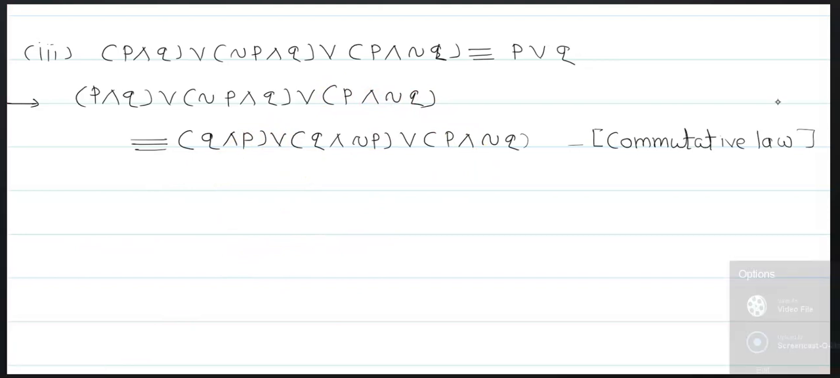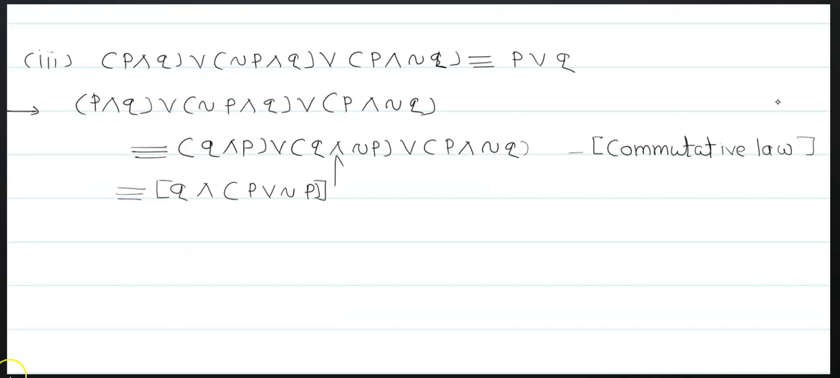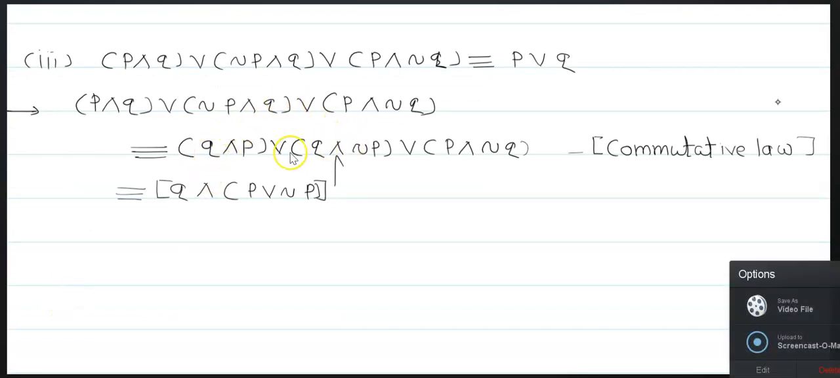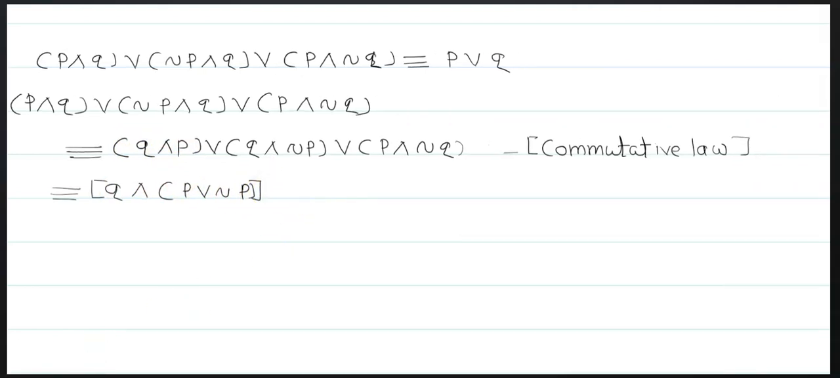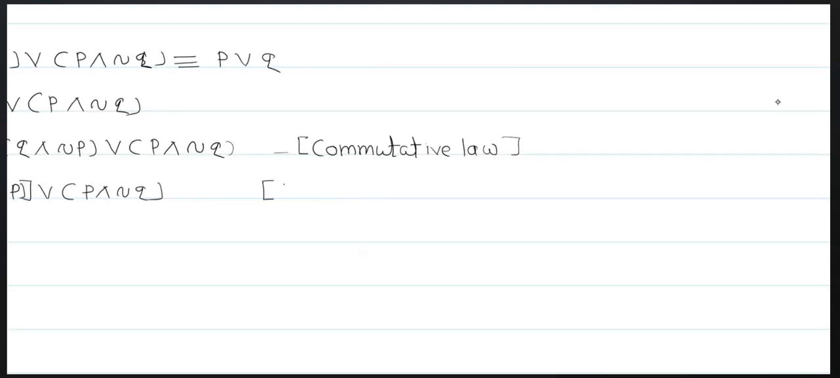Now next is that a Q is distributed over OR. That is Q and, see this here, Q is distributed over the OR. What is the sign in between them? That is OR. That is Q and in bracket P or negation of P. Next is OR P and negation Q. Distributive law.